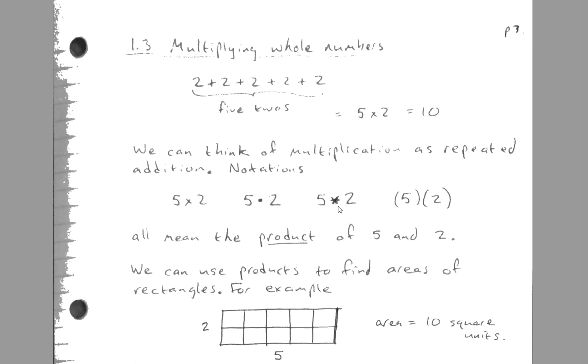This is an asterisk. You could also use a star for multiplication. Or here, just put two numbers together in parentheses, so there's no symbol between the two. Two numbers written like this means multiplication. Okay, for multiplication, the word is product. So the product of 5 and 2 is 10.